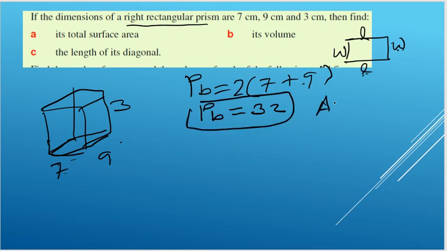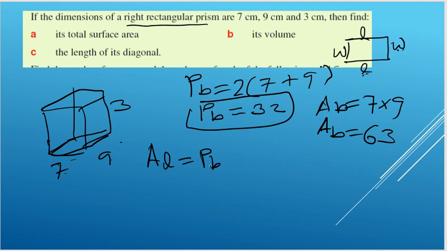Therefore, area base. Since it is a rectangle, multiply the two. Area base is equal to 7 times 9, which will be 63. We have got the area base now. Therefore, at this point, we can find everything. Area lateral is equal to perimeter of the base times height, which is the perimeter of the base, 32, multiplied with 3, that is 96.